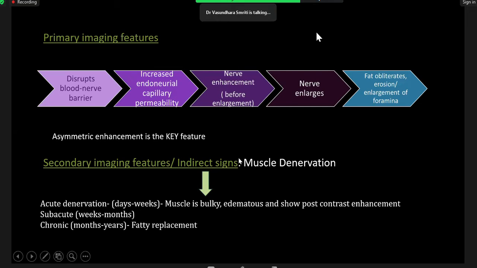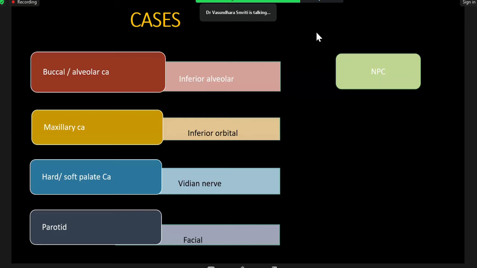We also get denervation, that is the secondary feature. Now, what happens in a denervation? How does the muscle look? In an acute denervation, the muscle is bulky and edematous and shows post-contrast enhancement. Whereas in subacute and chronic phases, slowly the fatty replacement starts, the muscle starts losing its bulk and becomes atrophied. So now we will look at some of the cases and understand the nerves and the perineural spread.